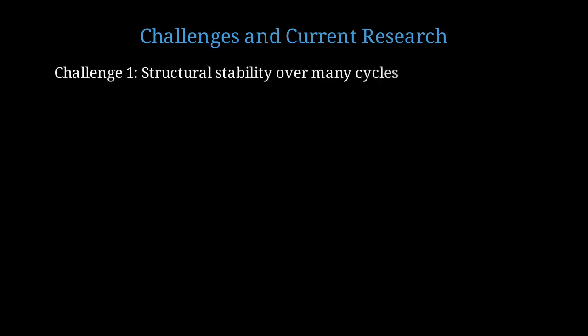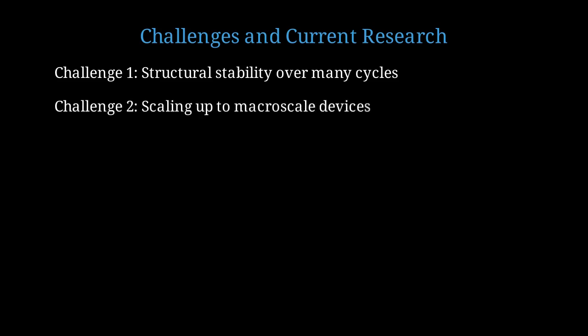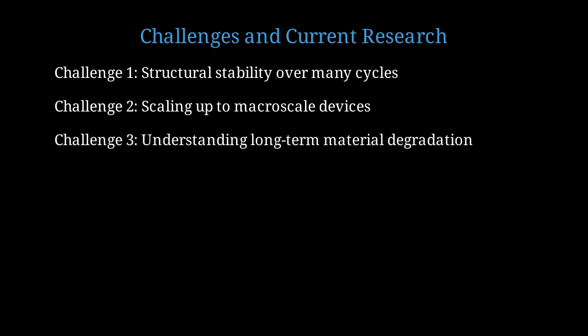Despite the exciting potential, there are significant challenges in developing auxetic nanomaterials. First, structural stability. The microhinges and thin beams can fatigue or break after repeated loading cycles. Research is focused on more robust designs and materials. Second, scaling up. Creating auxetic structures at the nanoscale is difficult, but creating them over large areas while maintaining nanoscale precision is even harder. New fabrication methods are needed. Third, long-term degradation. At the nanoscale, surface effects and environmental factors can significantly alter material properties over time. More research is needed on durability.